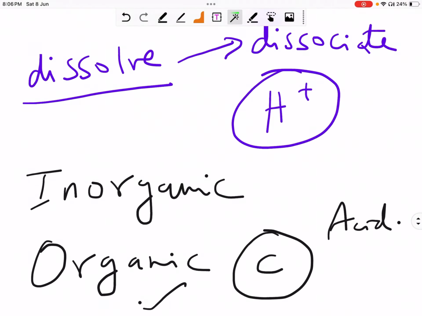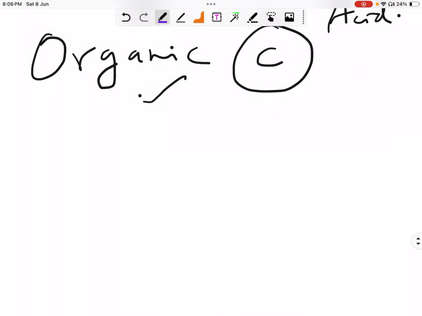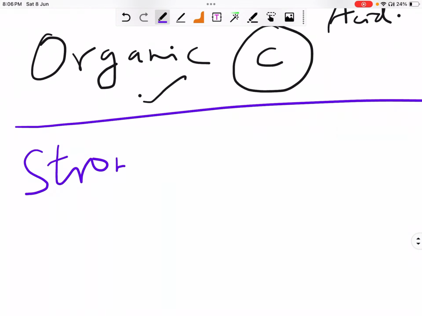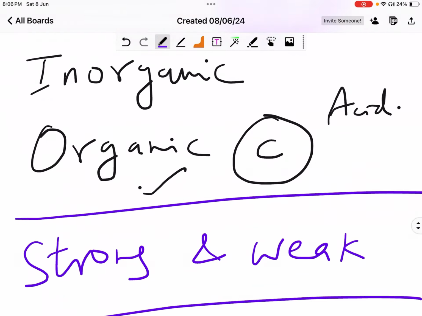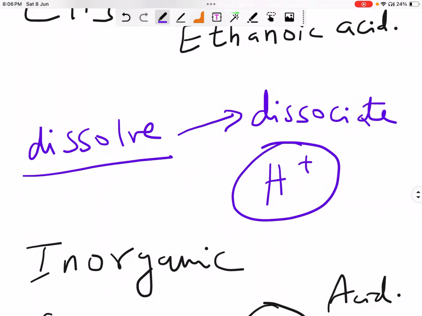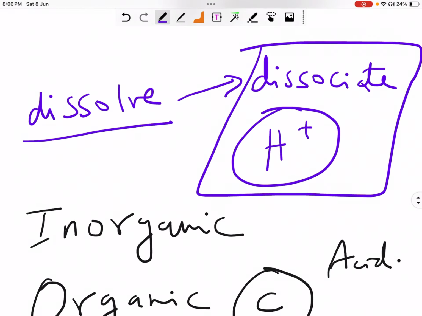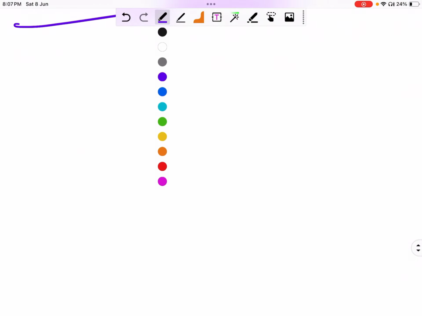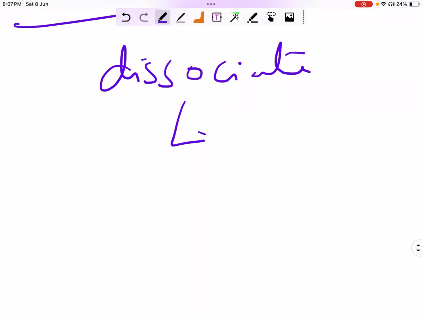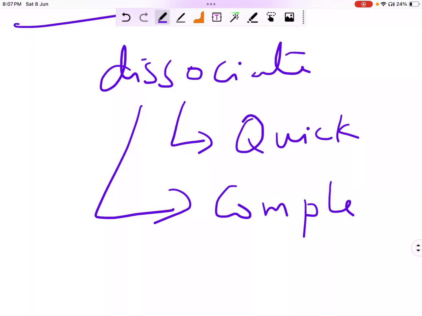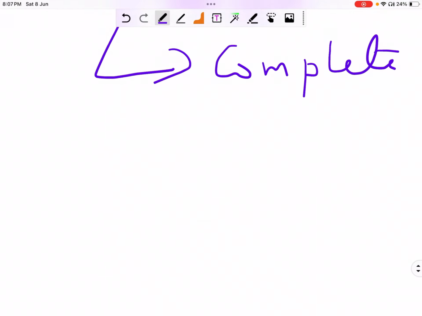Now I can classify these acids even as strong and weak acids. There are some acids which are strong, there are some which are designated as weak acids. So how does it happen? I was telling you about this dissociation, right? If the dissociation is quick and if the dissociation is complete, so two things, it should be quick and it should be a complete dissociation. It cannot be a partial dissociation. If the dissociation is quick and complete, that acid is a strong acid.